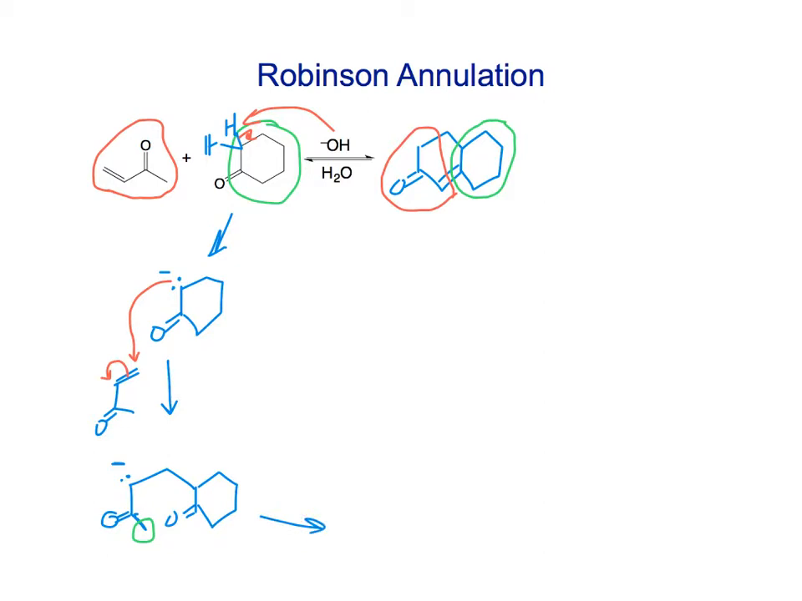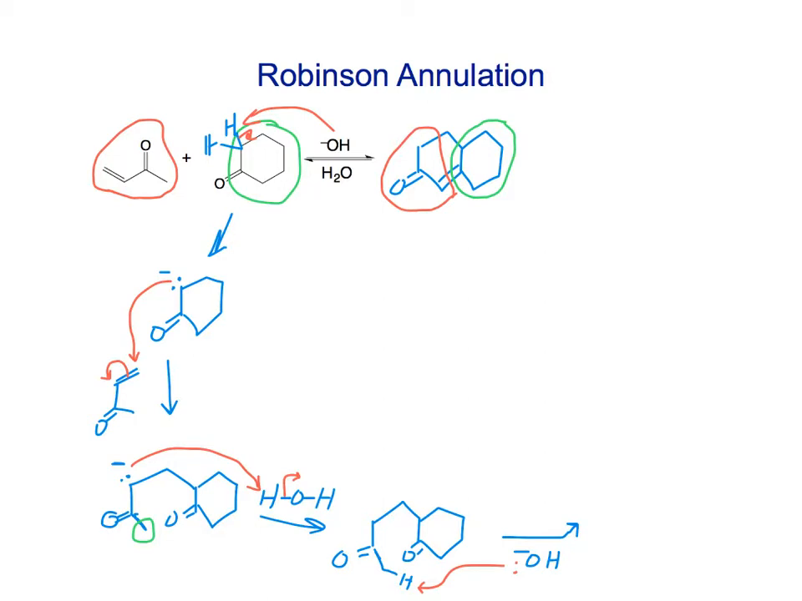We need to protonate on this enolate. And then we're going to deprotonate on the other side. Okay, like this, and then I'm going to draw an extra H in there. So the next step is our hydroxide, and that's going to deprotonate on this side.